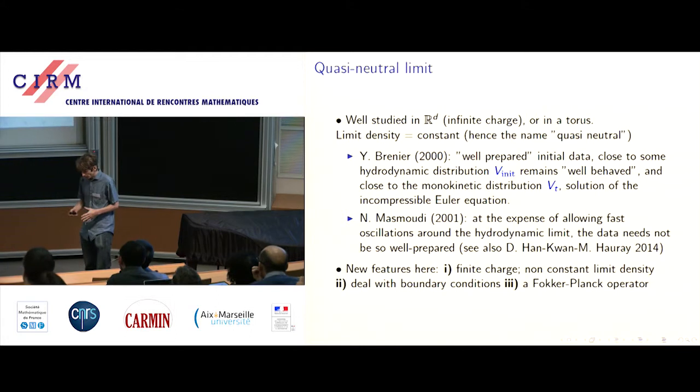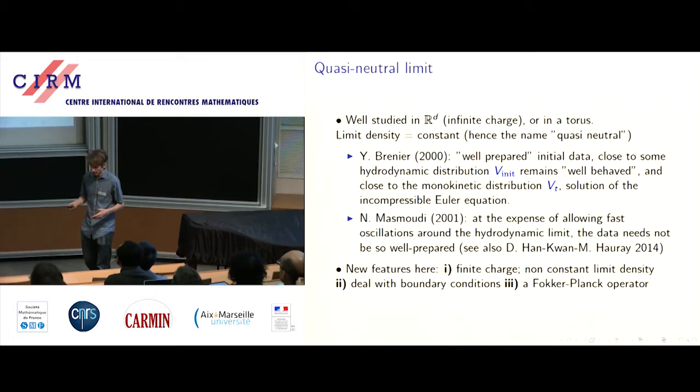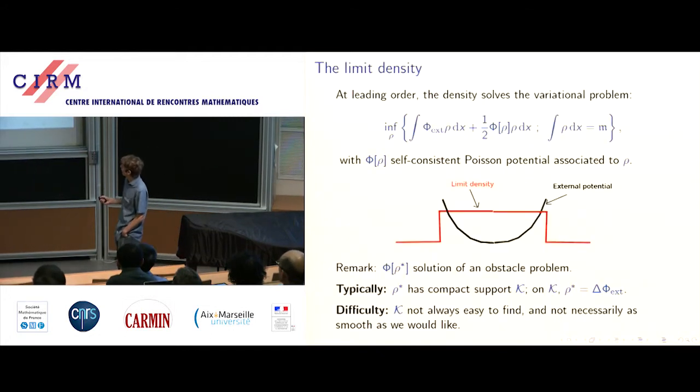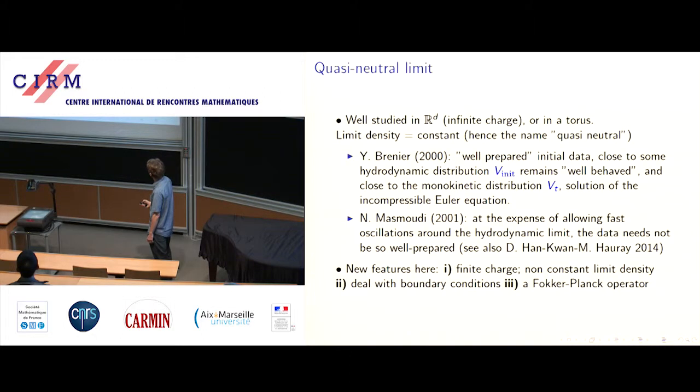Now that we have the limit density, let's turn to the dynamical problem. I have the limit density, and I want to understand the dynamics and the velocities of my particles. It's actually the same problem: if you go back to my basic equation, you remove the Fokker-Planck operator, you remove the external potential, and you put it on a torus with a neutralizing background, then you have a problem that has been well studied, for instance by Julien Barré and Masmoudi, and also Emmanuel Grenier beforehand.